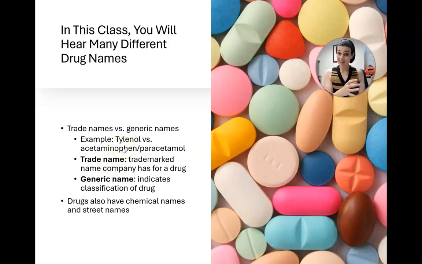So when we talk about Tylenol versus acetaminophen, or ibuprofen versus Advil, or Prozac versus fluoxetine, we are making a distinction between what we call a trade name and what is referred to as its generic name. So the trade name is the trademarked name that a company has for a drug. The generic name actually tells you a little bit more about the classification of that drug. So the classification basically will distinguish this drug from others. And we're also going to talk a little bit about chemical names and what are called street names.